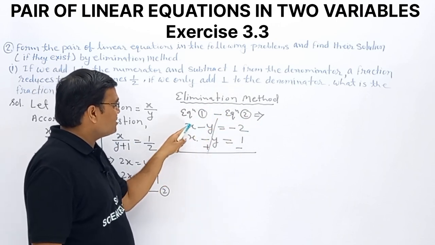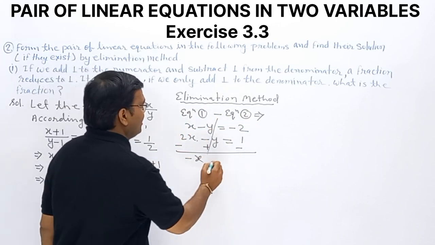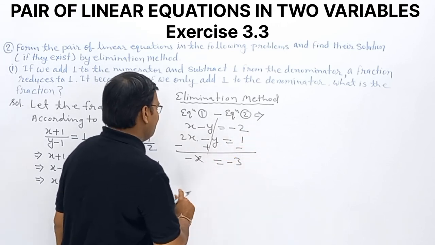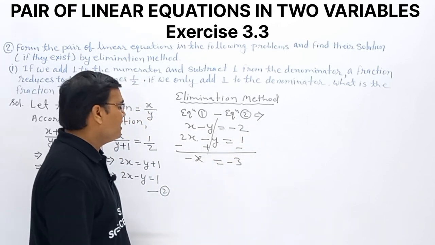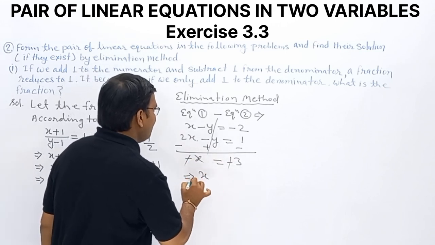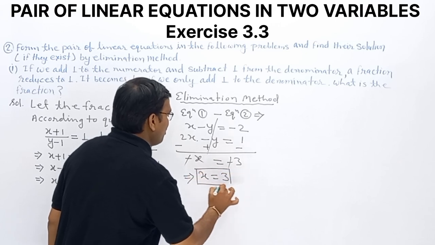So 1 minus x minus 2x will be what? Minus x we are getting, equal to minus 2 minus 1, which will be what? Minus 3. In both sides we are having negative sign, so both will be cancelled to each other. Finally we are getting x equal to 3. So the value of x we obtained.